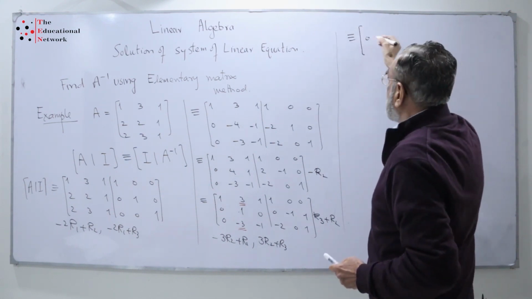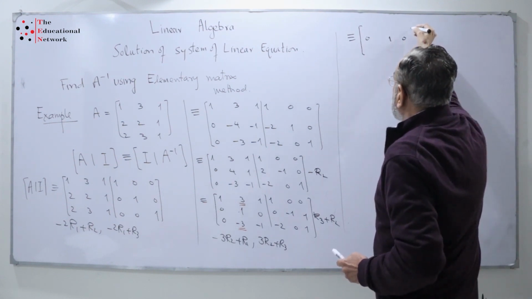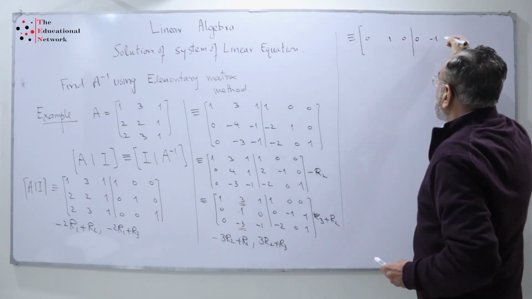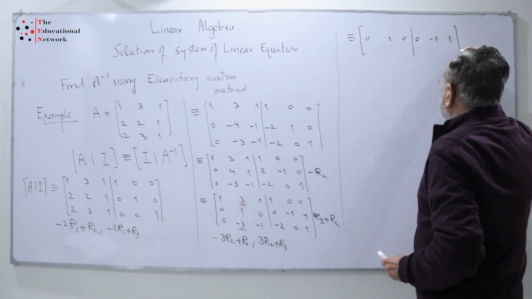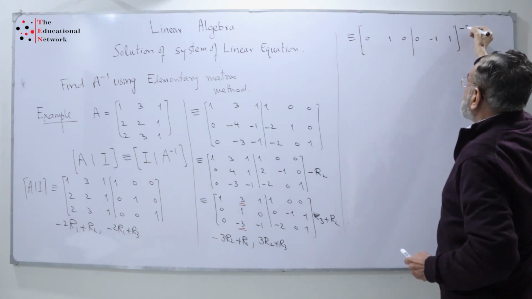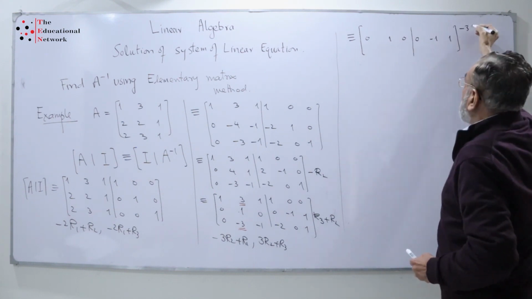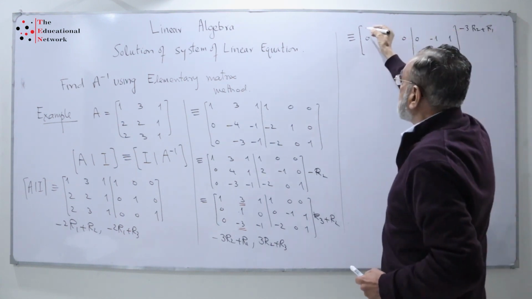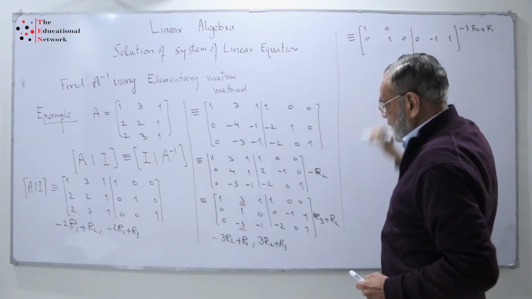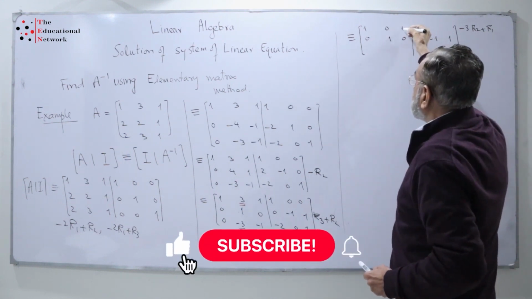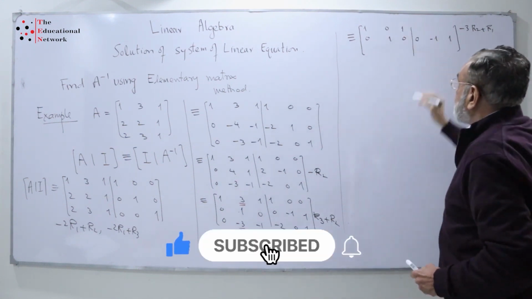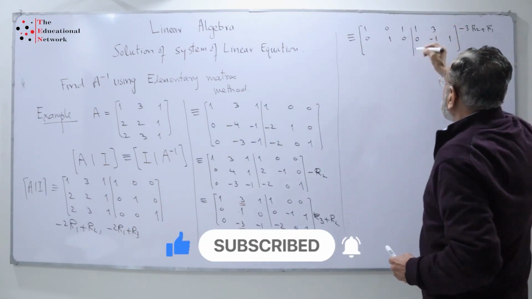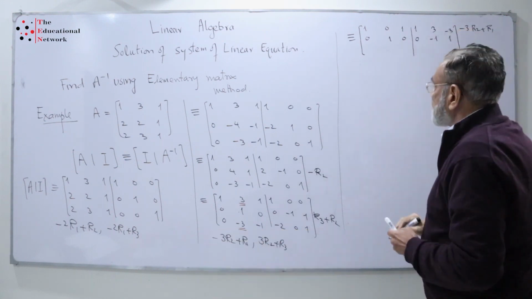This is 0, 1, 0. And then we have here 0, minus 1, and 1. We multiply by minus 3, R2 plus R1. So we get here 1, minus 3 plus 3 is 0. Then this remains 1, 0 plus 1 is 1. 0 plus 1 is 1. And multiply by minus 3, this becomes 3. Multiply minus 3, this becomes minus 3.